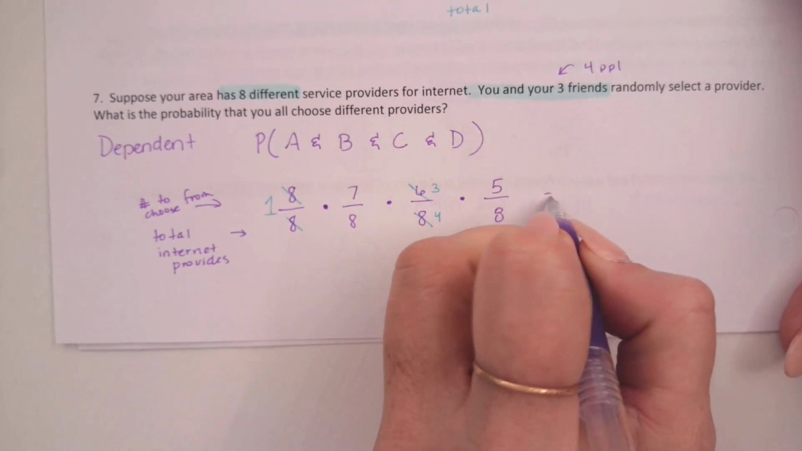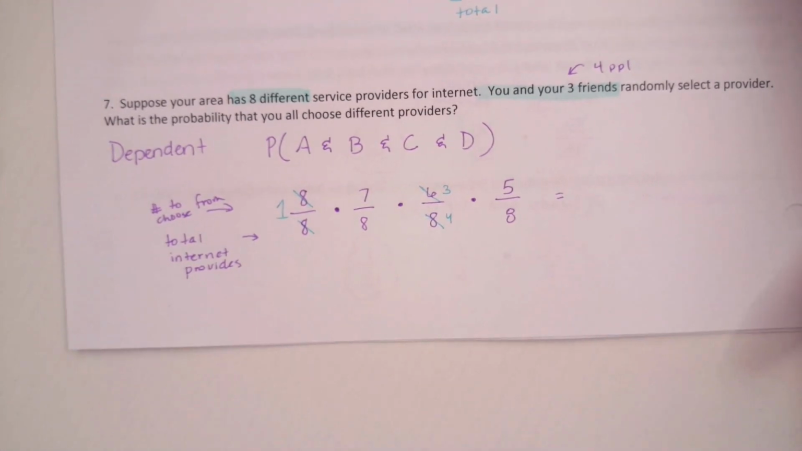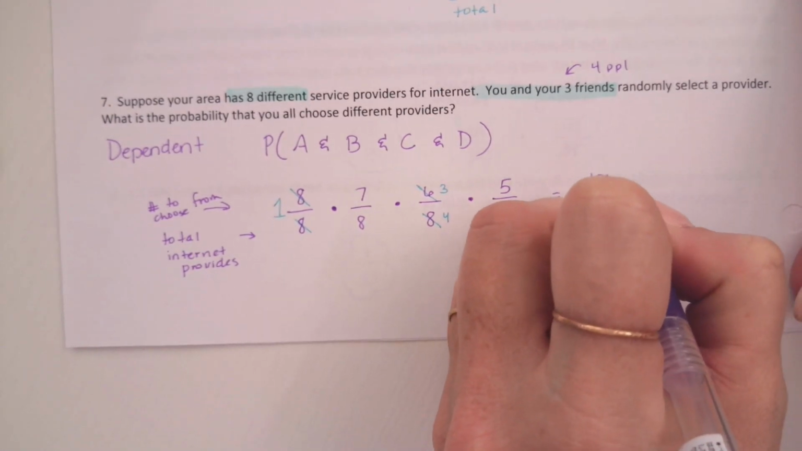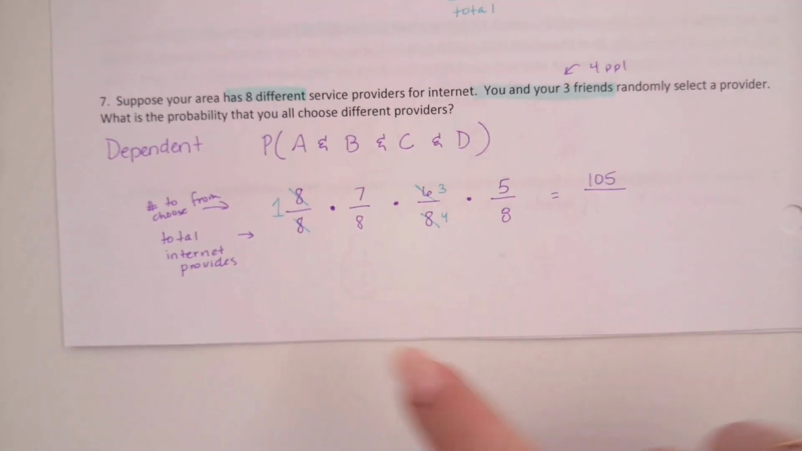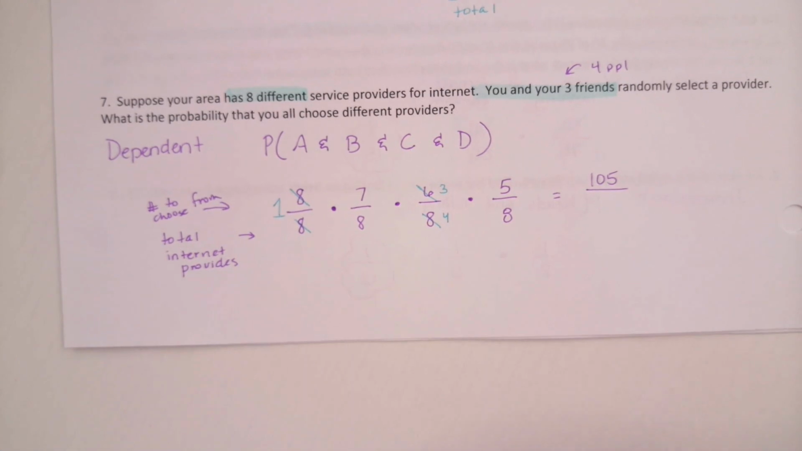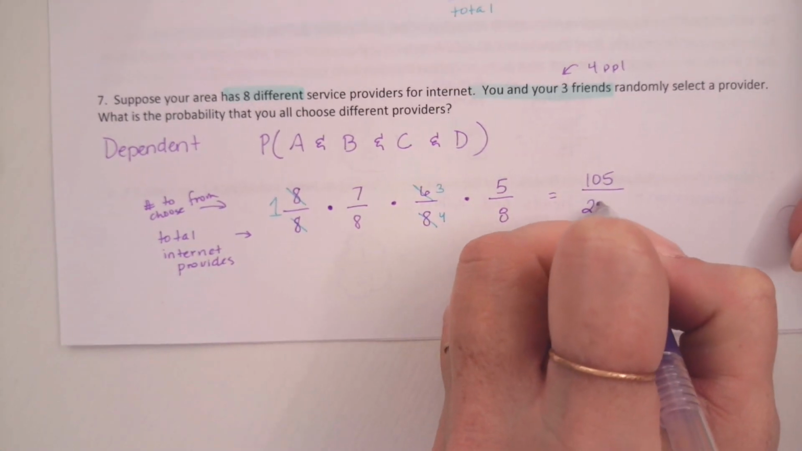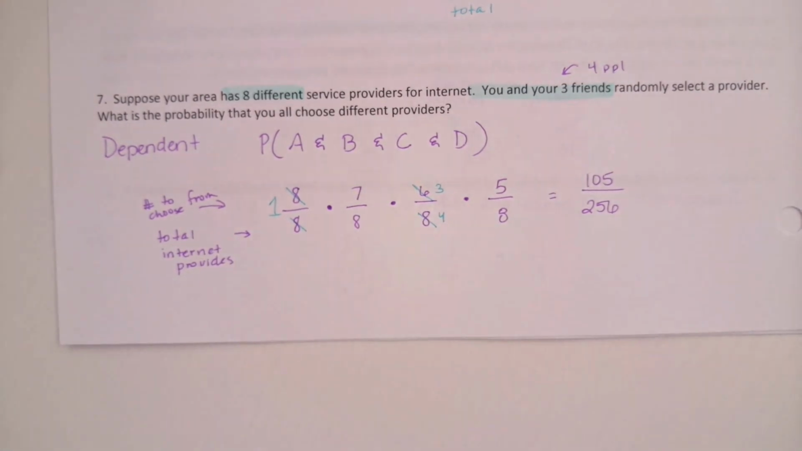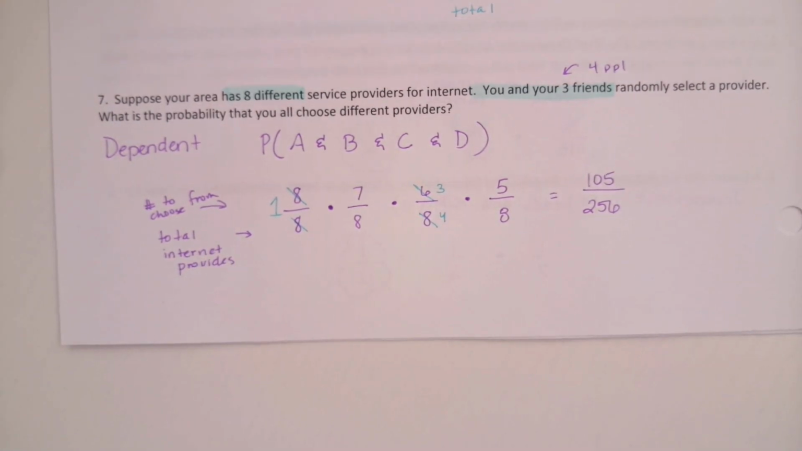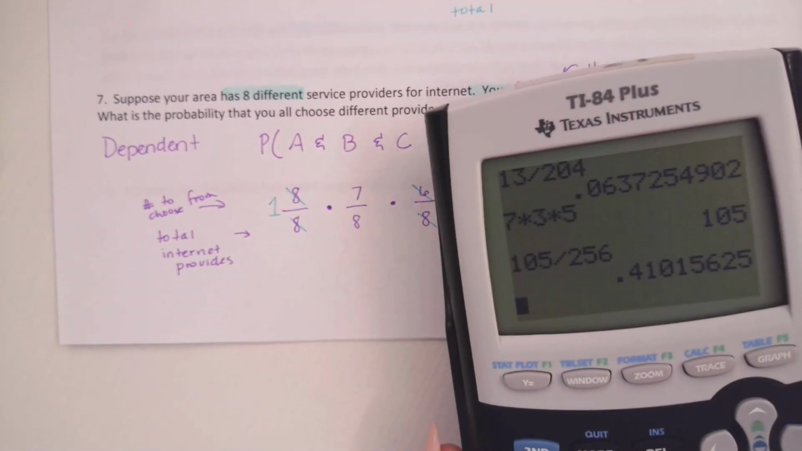Alright, so if we do all of our top times top times top, 7 times 105. Out of 8 times 8 times 4. Very good. Let's see what that would be as a percent, just out of curiosity. 41%-ish? 41%?